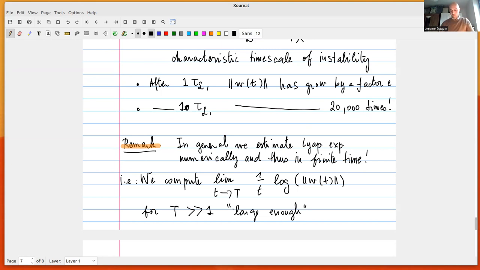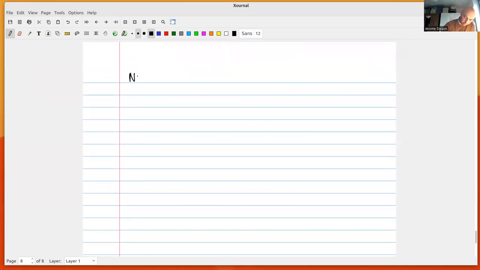So how do you choose capital T in practice? Usually you need to calibrate the numbers a bit by doing a few numerical simulations. All right, so I still have, let's say, 7 to 8 minutes, and I would like to talk about numerical aspects for computing Lyapunov exponents. Next time I will explain how we can portray phase space using Lyapunov exponents and non-variational methods. As for today, I would like to present numerical aspects, which are useful in practice if you need to estimate those guys.